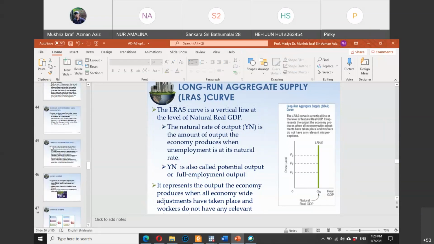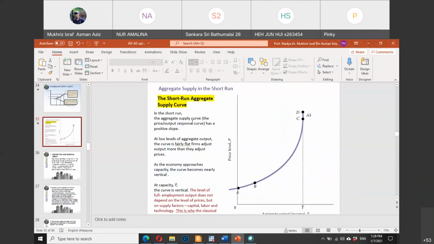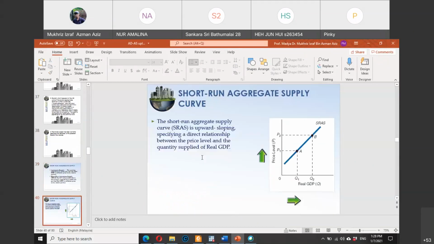Okay, so let's go back to the short run supply curve first. The short run supply curve is always upward sloping, meaning you can see the economy moving towards a higher amount of GDP. When the supply curve approaches the vertical point, that is what we call the long run supply curve. The vertical part is the long run supply curve, but the upward sloping part is the short run supply curve.